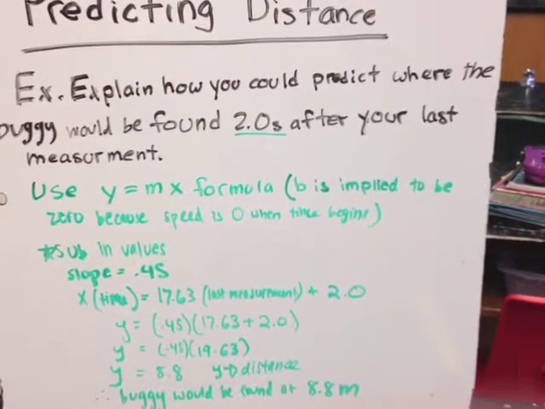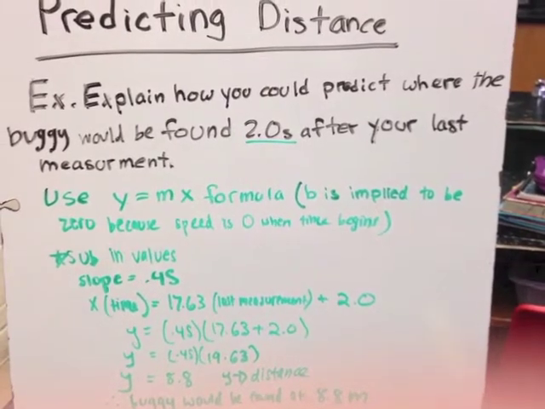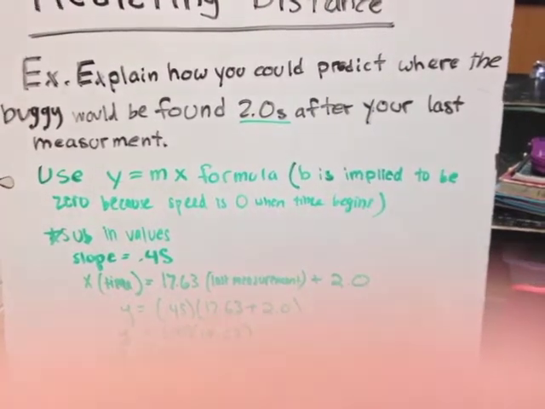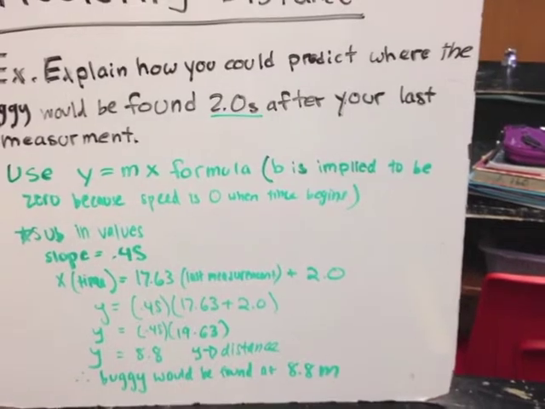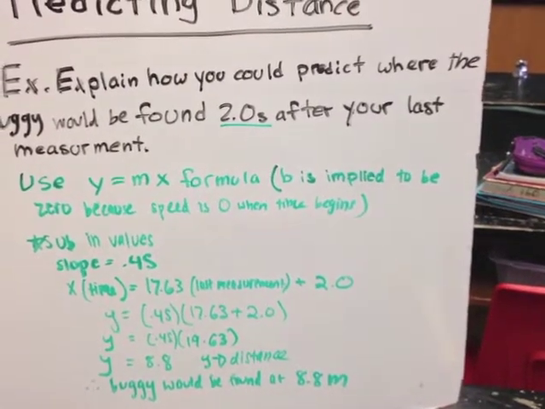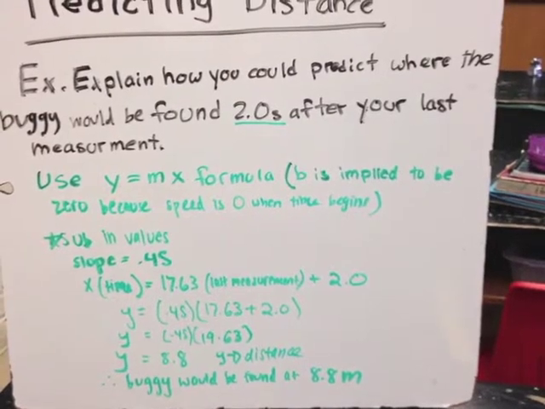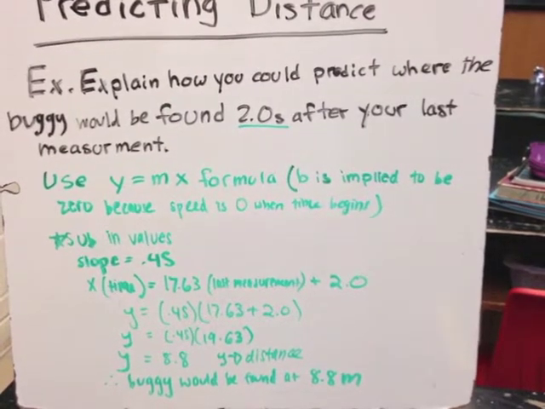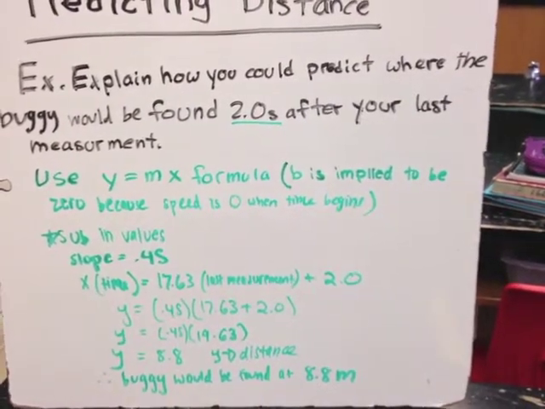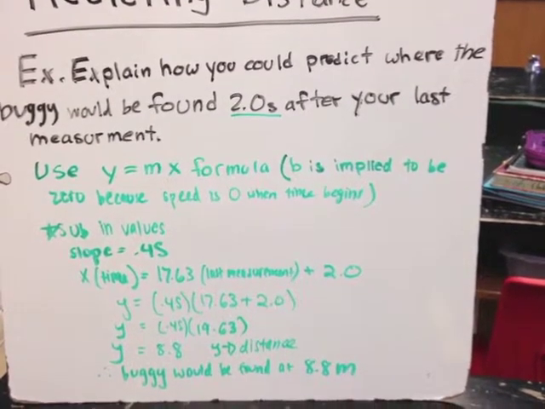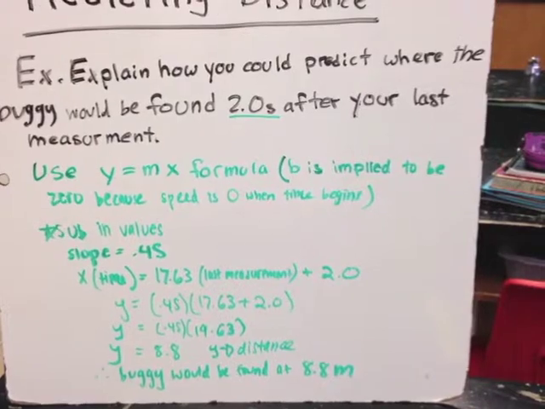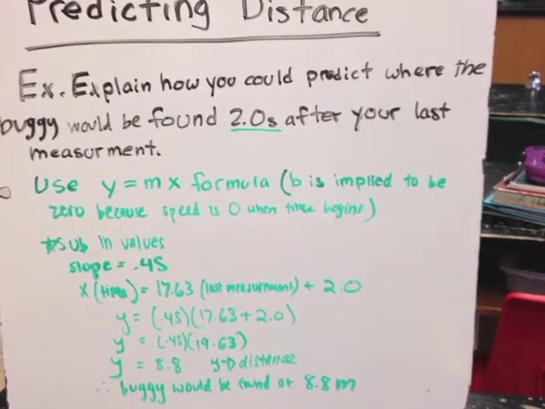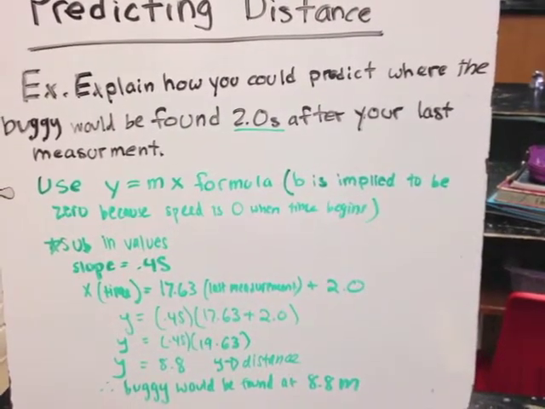Here we're predicting distance, and we got a question where it says, explain how you could predict, without using a graph, where the buggy would be after 2 seconds after the last measurement. So what we're going to do is use the y equals mx formula, and b, by the way, is implied to be 0 since our speed is 0 when the time begins, therefore the y-intercept will be 0. Now we want to sub values into our y equals mx formula. First we know that the slope is 0.45, and we also know what the time would be, and time, by the way, is the x value since it's on the x-axis, and time would be 17.63 because that was our last measure of time, plus 2.0 because we're adding 2 seconds after our last measurement.